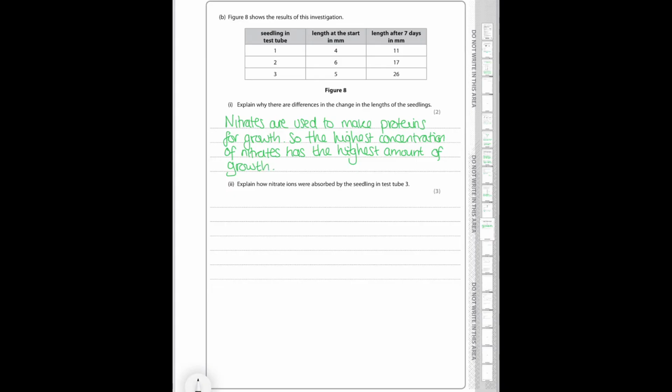Now for part 2, we're asked to explain how nitrate ions were absorbed by the seedlings in test tube 3. So here the nitrates are going to be absorbed by the roots, and this happens by active transport. So the nitrate is going from an area of low concentration to an area of high concentration.